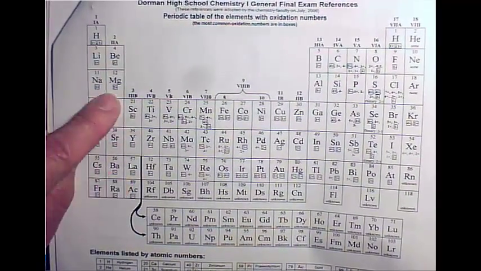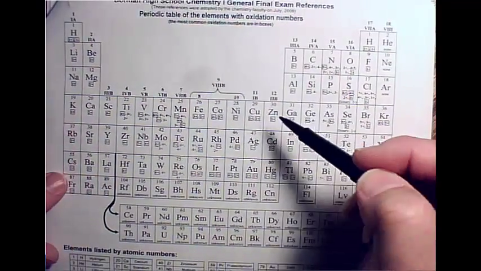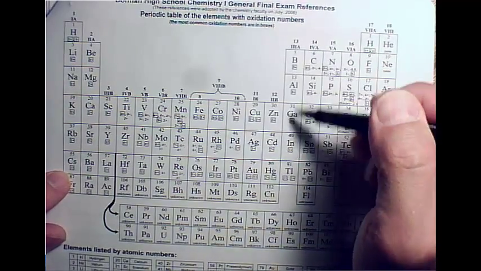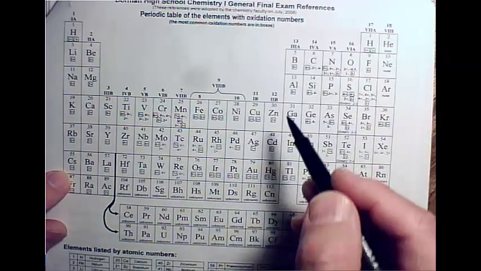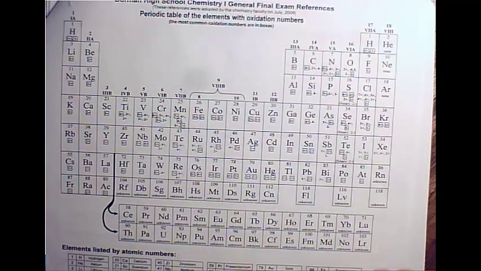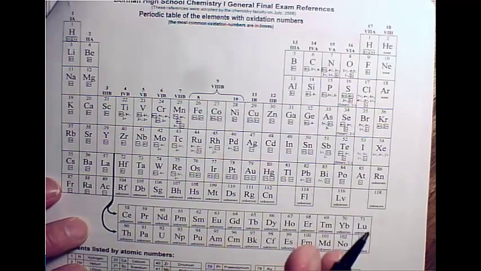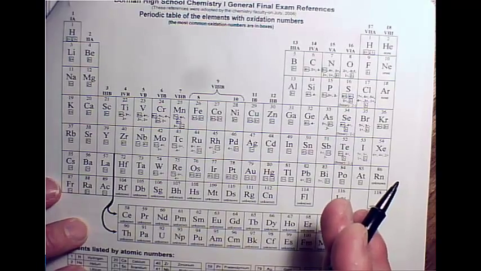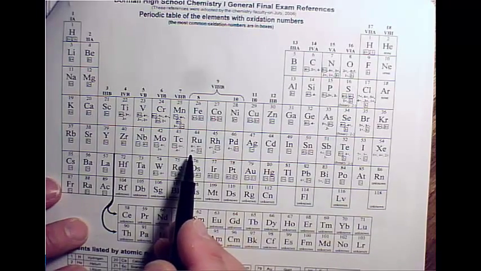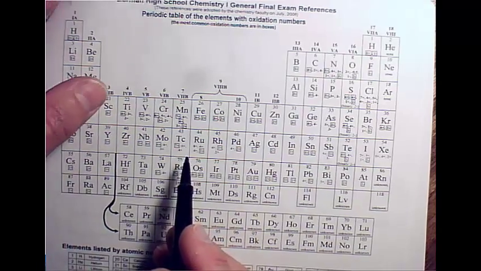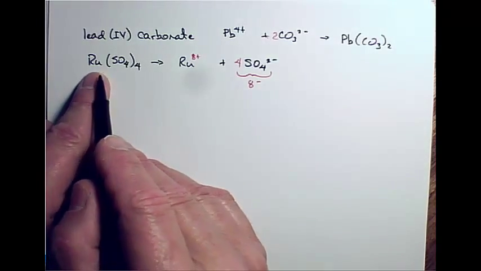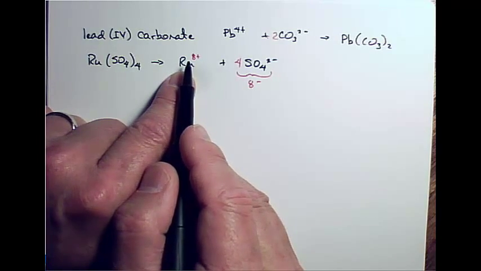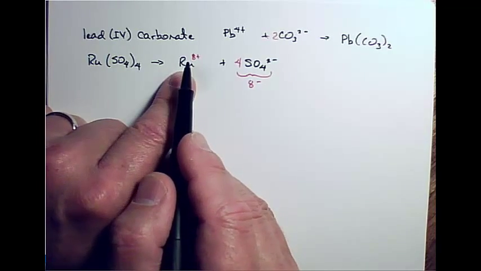Or the third column, we don't need Roman numerals here. We don't need Roman numerals for the first 2 elements in column 2B, and we don't need Roman numerals for the first 4 elements in column 3A, because all those have the same charge, exactly the same charge all the time. It's only when you have multiple oxidation numbers that you have to have a Roman numeral in the name. But ruthenium is right here, and it does have multiple oxidation numbers. So when we write the name of this, we have to write the name of ruthenium with the 8 plus charge.